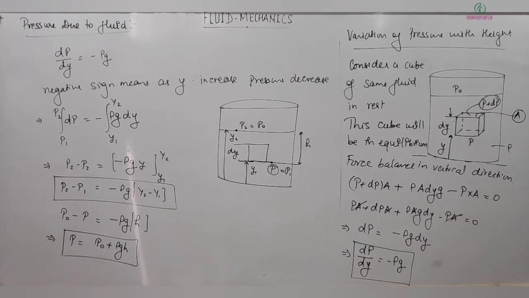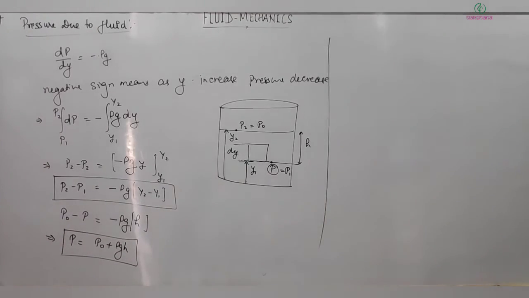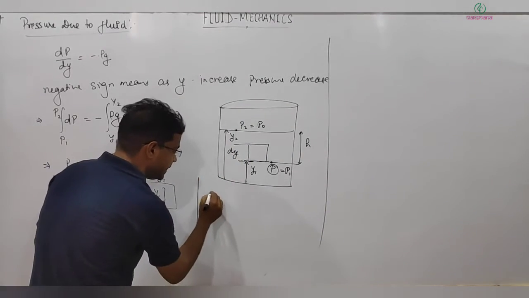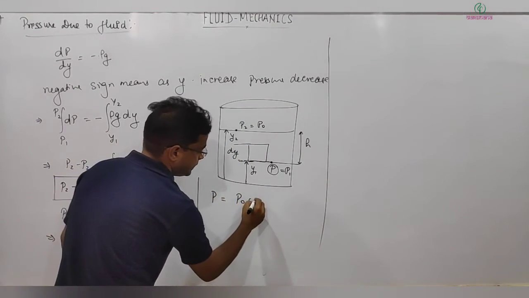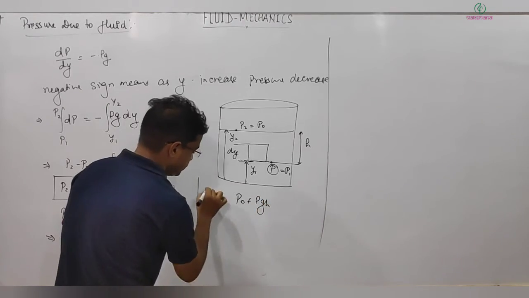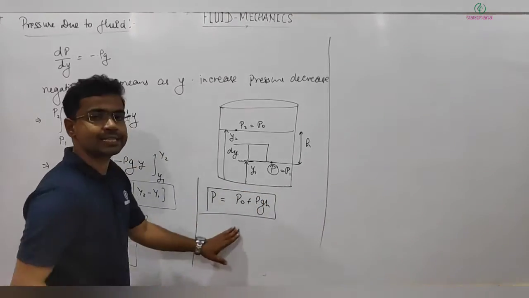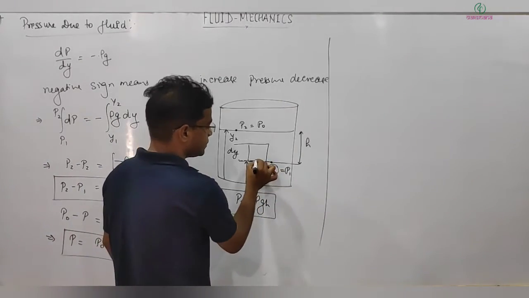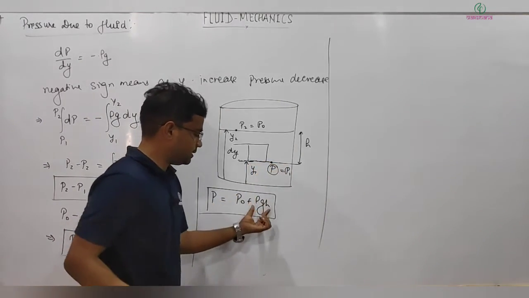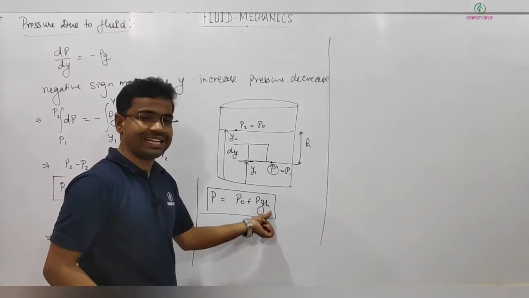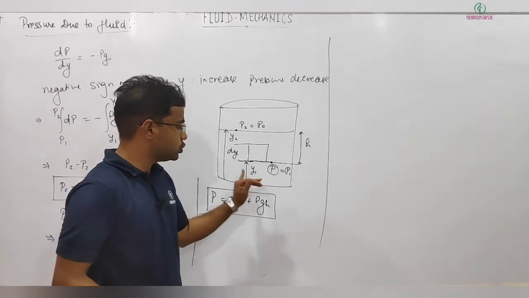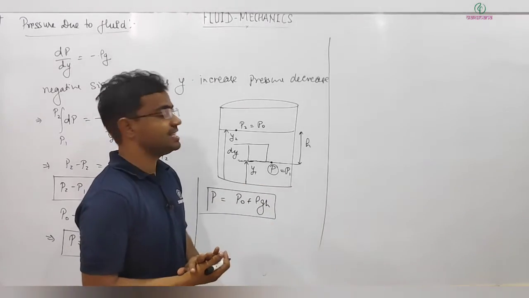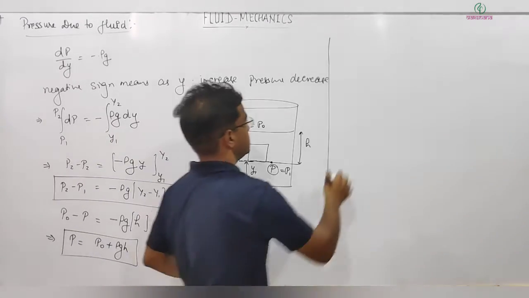Let me just erase that part. Now we have the expression for pressure inside a liquid at any point, given by P0 plus rho G H. One thing is that if I am considering two points at the same level, then pressure depends on rho and H, both of which are constant. So I can write that pressure at the same level in the same liquid will be equal, is it?